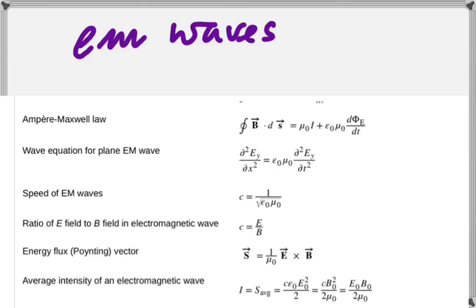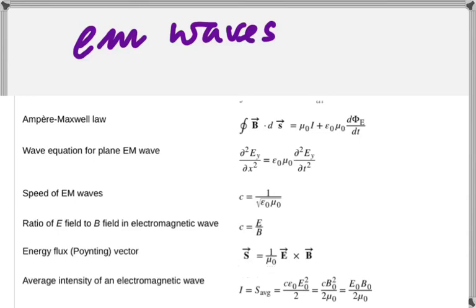What is E naught? The maximum of the electric field, and B naught is the maximum of the magnetic field. So the peak value. So you can either take the ratio of the instantaneous values or take the ratio of the peak values. This is called the Poynting vector. Anybody remembers at least the word? Poynting vector. What does it stand for?